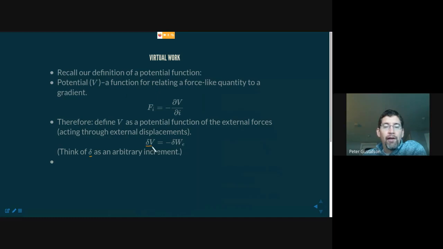So we're going to say the left-hand side is the work potential function of the external work. We're going to put a minus sign in front of it to be consistent with this convention. And we therefore are defining a work potential.